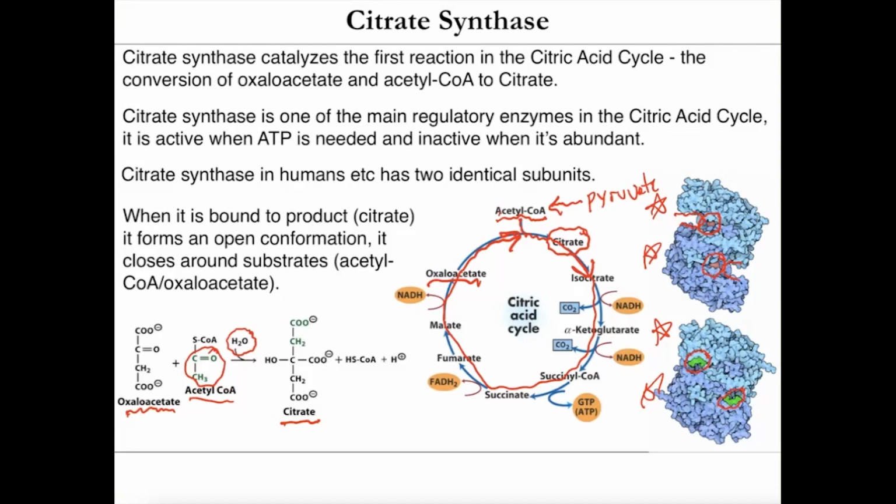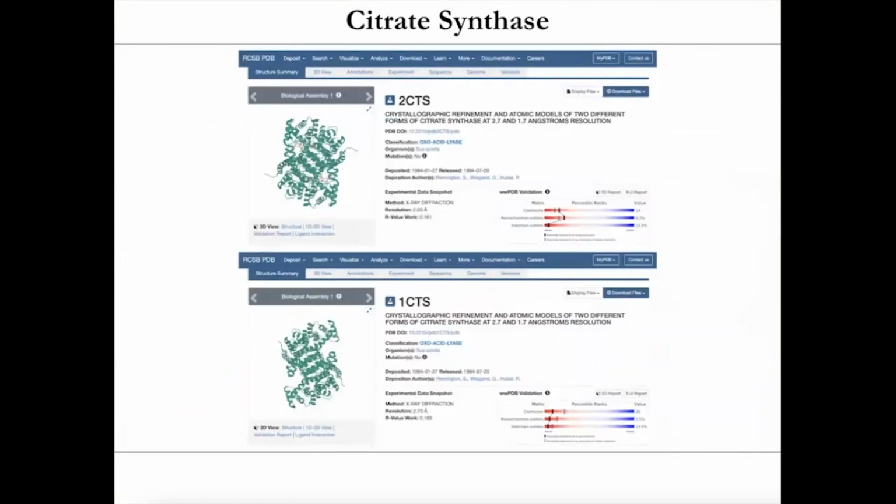We'll take a closer look at that in a minute. So we'll actually look at 2 different conformations of citrate synthase, the open and the closed form. So one is bound to citrate, this open one, and one is bound to actually citrate and acetyl-CoA, and that makes the closed form. So the closed form, its code is 2CTS, and the other one is 1CTS.